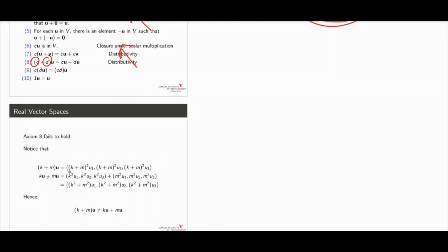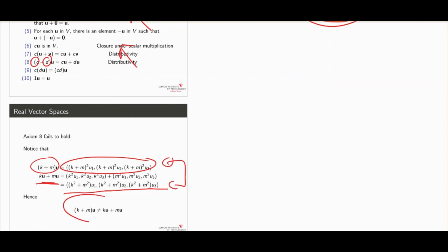And now, if you look at these steps, this is vector addition, the usual addition. There's no scalar multiplication now. So this is one vector added to another vector. So the way you add it is component-wise, and you can factor out the u1, u2, and u3, and you will get this. So you will see that this one right here, which is the right-hand side of the equation, and this one right here, which is the left-hand side of the equation, are not the same. So you can see that axiom 8 failed to hold.